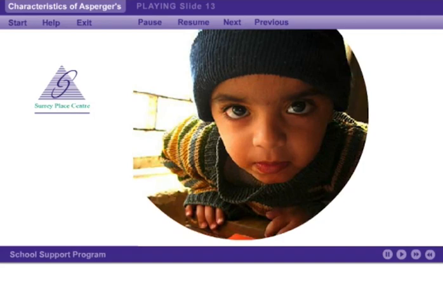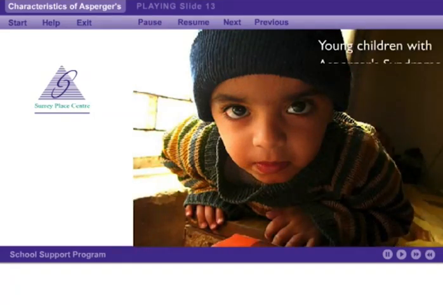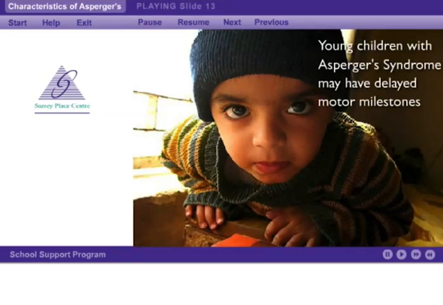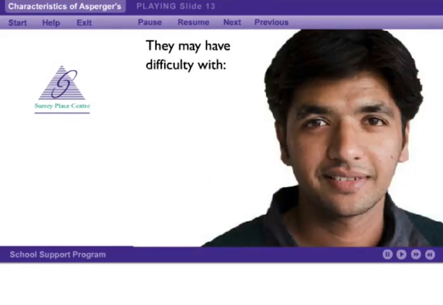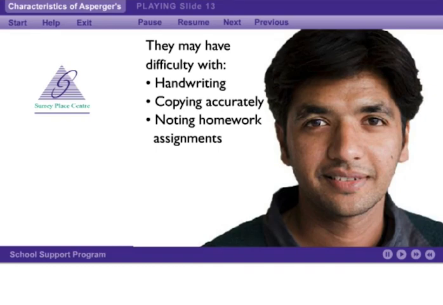Unlike the other autism spectrum disorders, young children with Asperger syndrome may have delayed motor milestones, such as sitting, crawling, and walking later than their peers. They may also be clumsy. They may have persistent difficulty with handwriting, copying accurately from the board, noting homework assignments, handling a ball, and tying shoelaces. If team sports are a big part of the social group or curriculum, as in high school, this may have a negative impact on peer relationships.